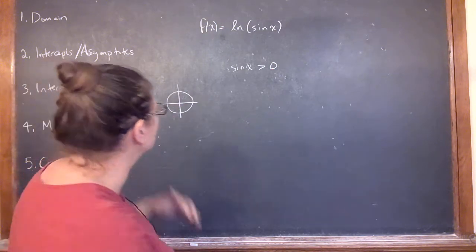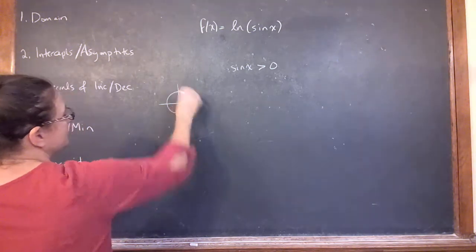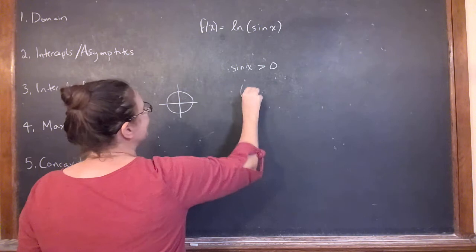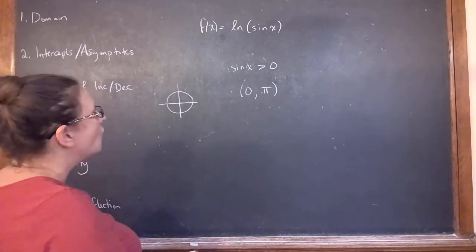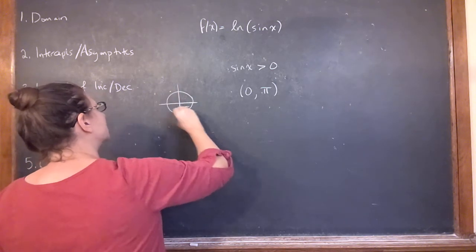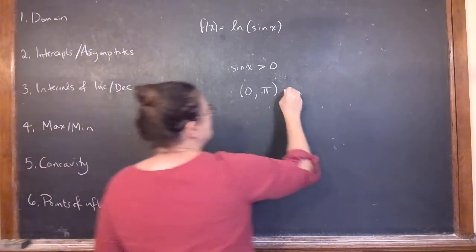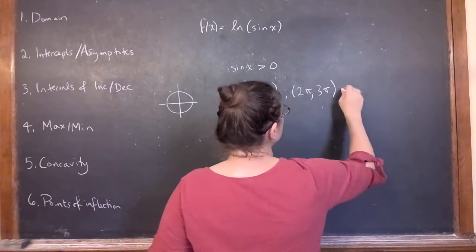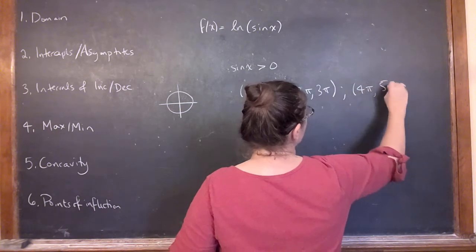If I look at my unit circle, the sine is the y coordinate, so it's going to be values between 0 and pi, but not at 0 or pi. So we have 0 and pi. But then, of course, this is periodic. So if I go forward again, I'm going to have between 2 pi and 3 pi, and then again between 4 pi and 5 pi.